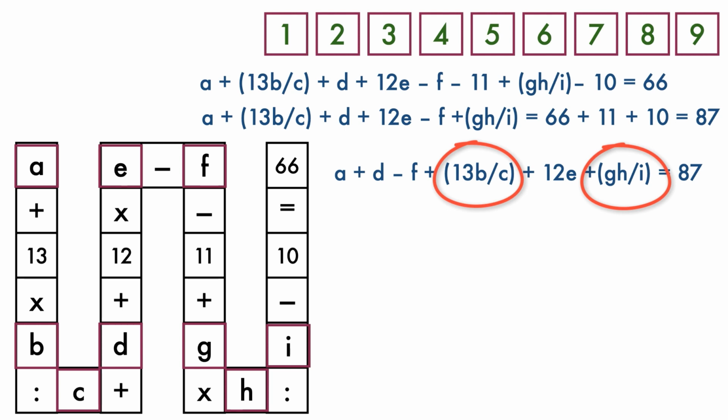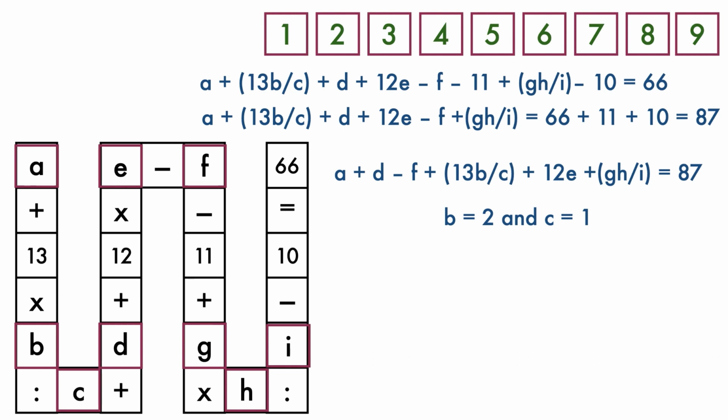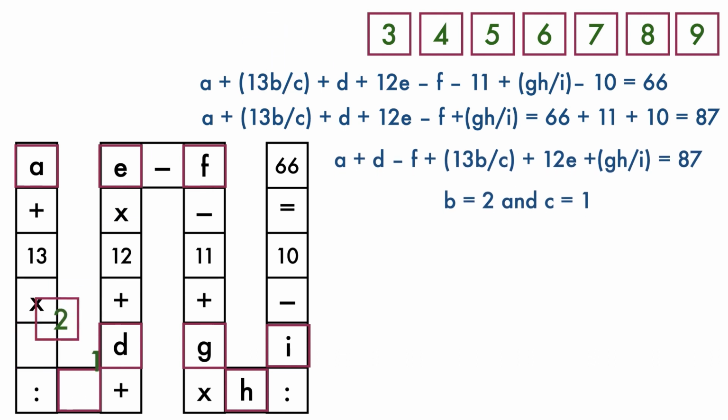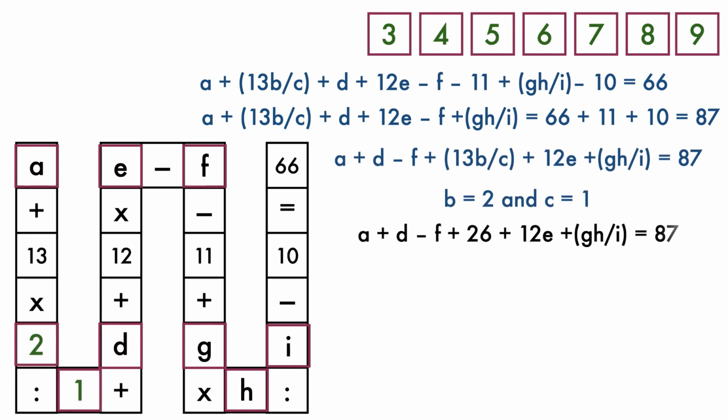There is more than one solution. There are many different guesses that will lead to the right number. There are over 100 solutions to this particular problem. To keep the term 13B over C as small as we can, let B equal 2 and C equal 1, which gets us to A plus D minus F plus 26 plus 12E plus GH over I equals 87. And after simplifying, the equation becomes A plus D minus F plus 12E plus GH over I equals 61.